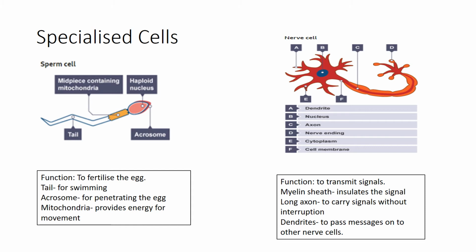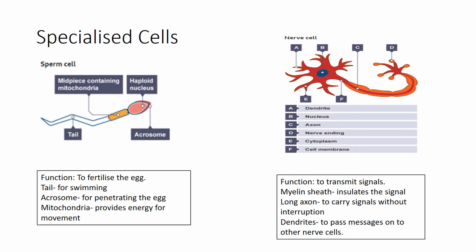In the mid-piece of the sperm cell, there are lots of mitochondria. Now, remember, mitochondria is where respiration occurs. That releases energy from glucose. So the energy is used to help the sperm swim. There is something called an acrosome at the head of the sperm that is used to penetrate the egg.